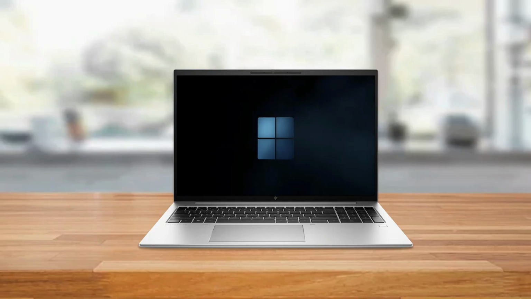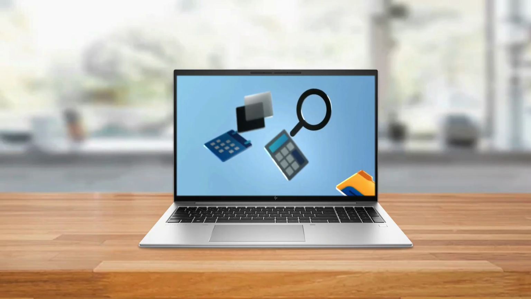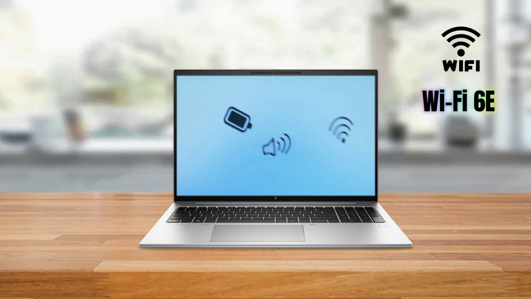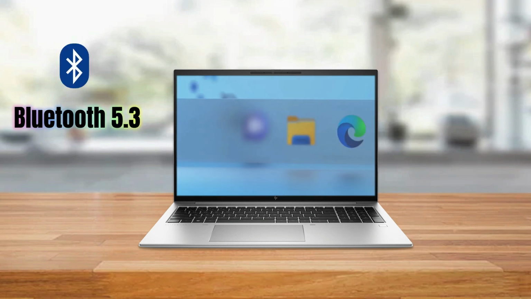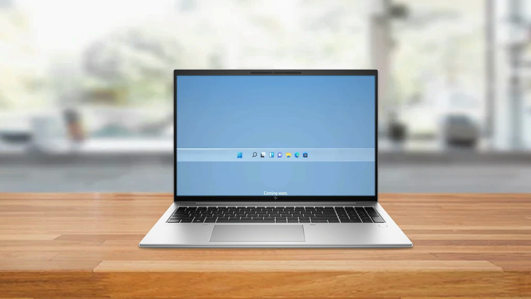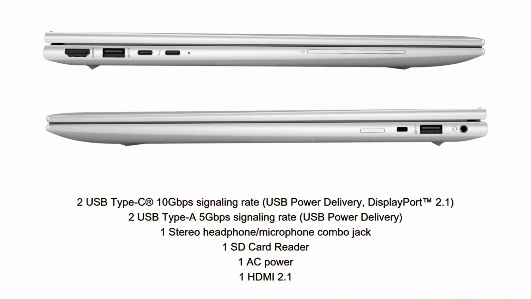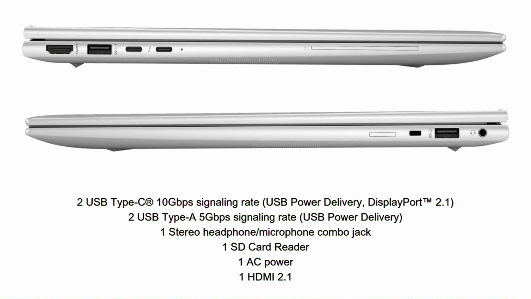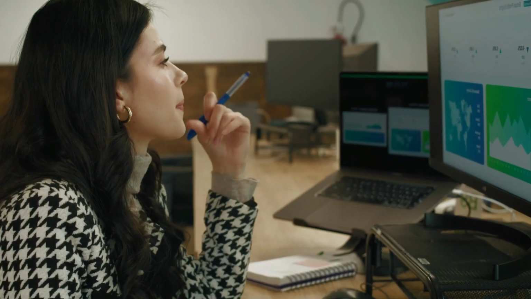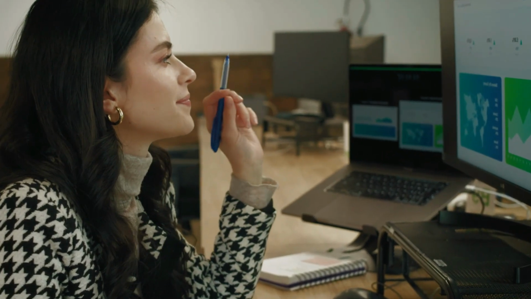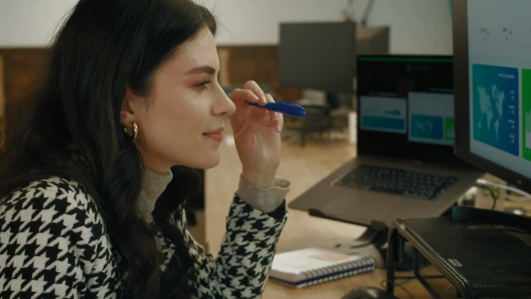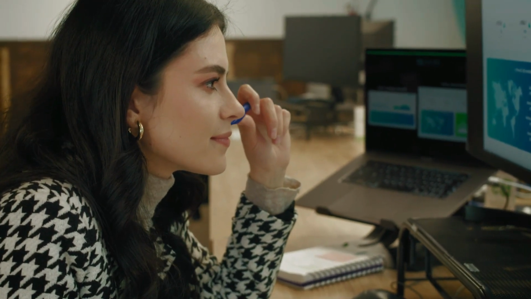Connectivity and ports. The EliteBook 865 G9 ensures seamless connectivity with Wi-Fi 6E, Bluetooth 5.3, and Gigabit Ethernet. It boasts a variety of ports, including USB Type-C, USB Type-A, HDMI, SD card reader, and a headphone/microphone combo jack, facilitating easy connections to external devices.